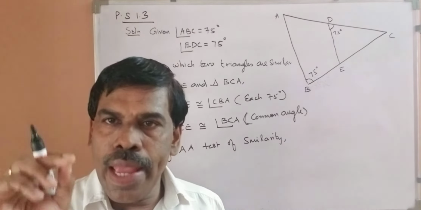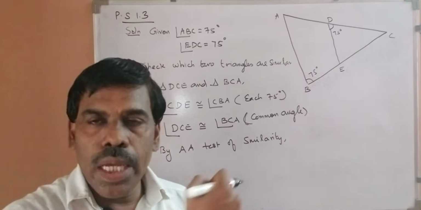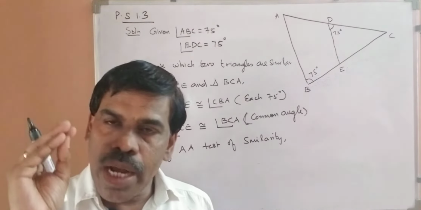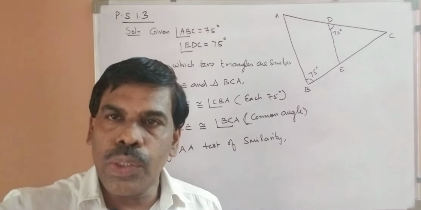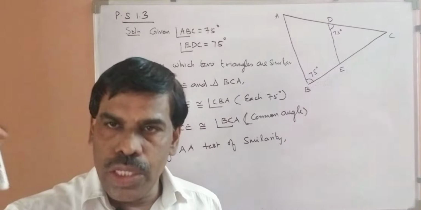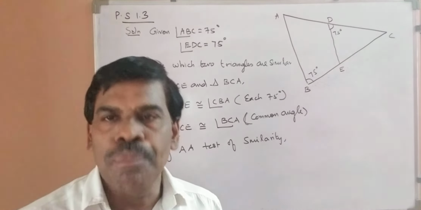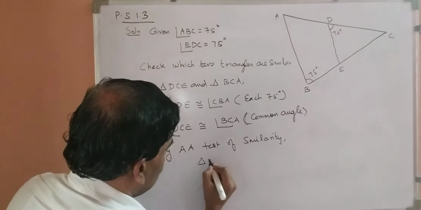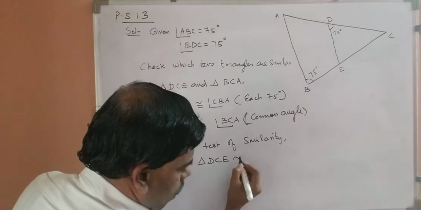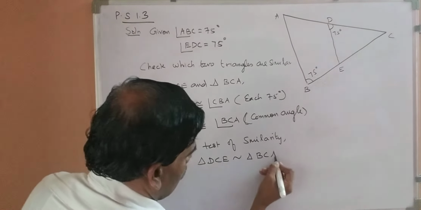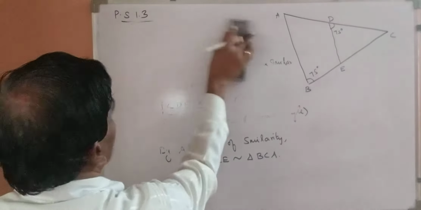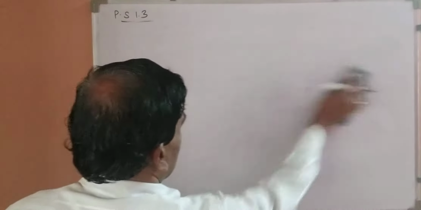We might have studied the AAA test, but here we are quoting the AA test. Why? Because if two angles of the first triangle are congruent to corresponding two angles of the second triangle, naturally the third angle will also be congruent. Therefore, triangle DCE is similar to triangle BCA. That's all. Now next one. Second sum we will see.